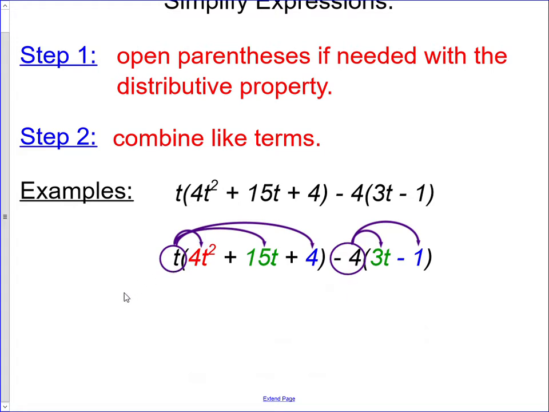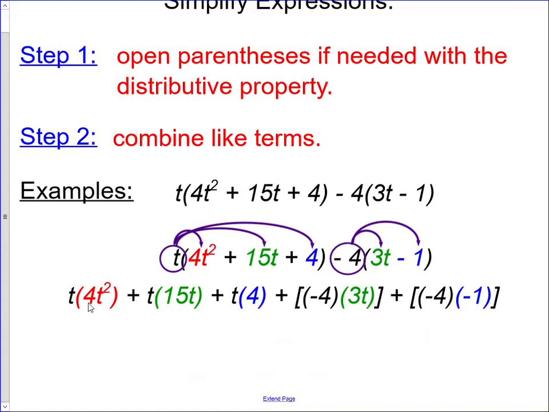Well, first we're going to do t times 4t squared, and we're going to add to that t times 15t. We're going to add to that t times 4. We're going to add to that -4 times 3t, and we're going to add to that -4 times -1. Let's go ahead and get those products and see what that looks like.